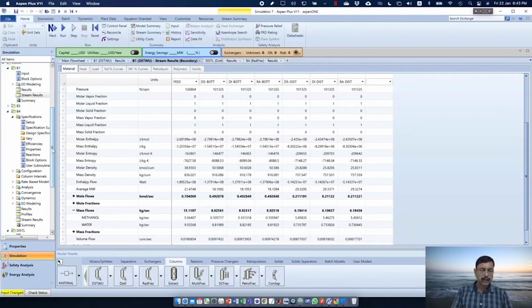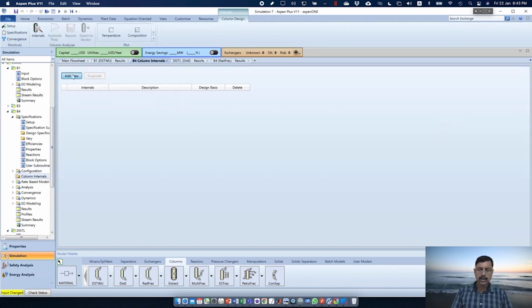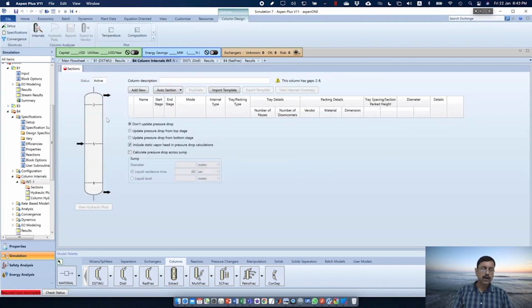Now, this can do much more rigorous calculation because you can design the column internals. Till now, we were not doing any mechanical design of column internals. But with RADFRAC, we can definitely do it. Let us see how. Here, you have the option for column internals. So you can add column internal, generate. So here, you have the internal. So a pictorial form of column is demonstrated starting from stage number 2 to 8 because we have 9 stages. Stage number 1 is condenser, stage number 9 is reboiler.